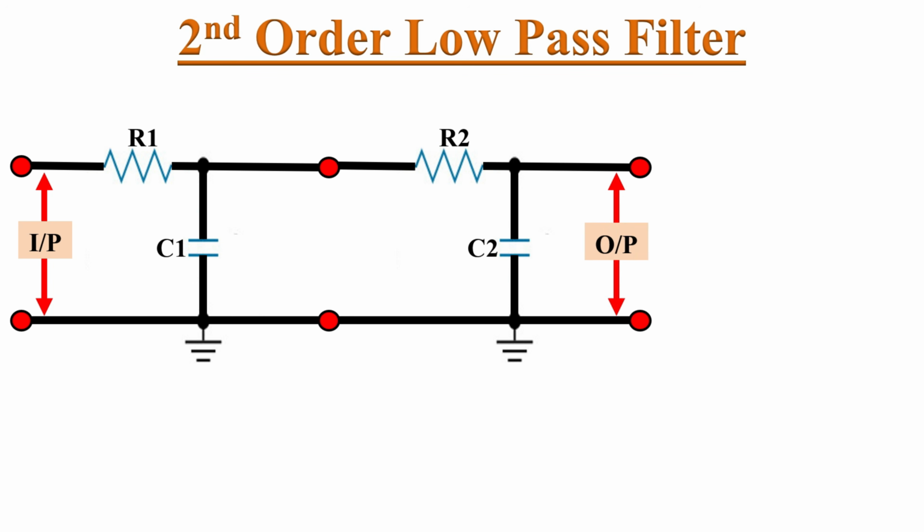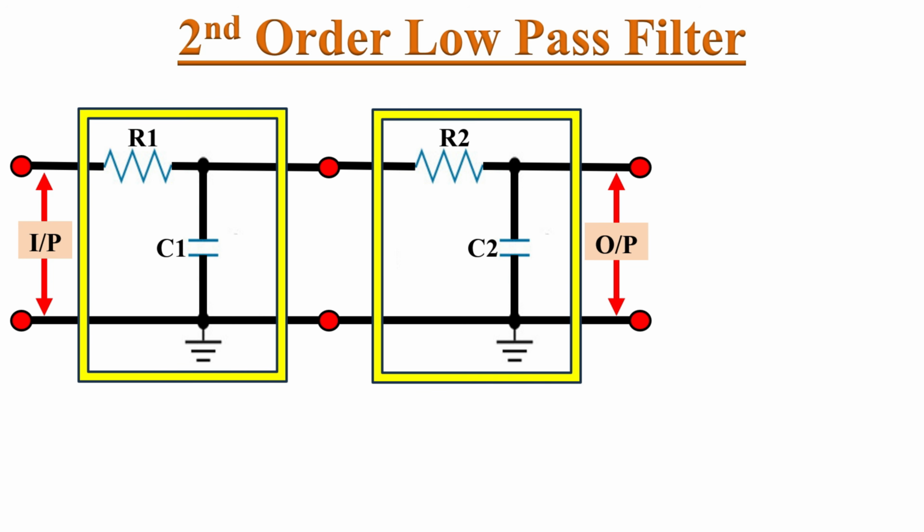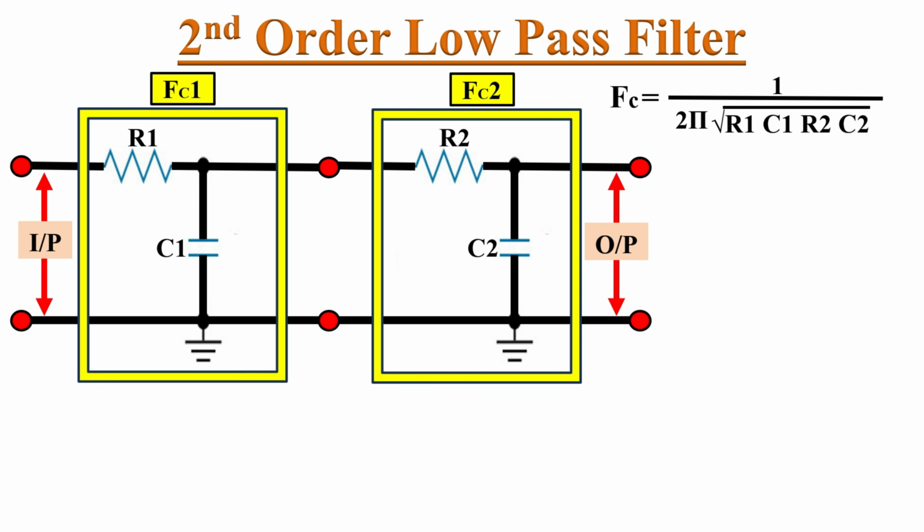So now let's see how the second order low pass filter works. Here we have cascaded two first order low pass filters. Let's assume that the cutoff frequency of the first filter is Fc1 and the cutoff frequency of the second filter is Fc2. So the total cutoff frequency of the second order filter can be given as Fc equals 1 by 2 pi whole root of R1 C1 R2 C2. If you use the same value resistors and capacitors for both these filters, that means R1 equals R2 and C1 equals C2, then the cutoff frequency Fc becomes 1 by 2 pi R1 C1.